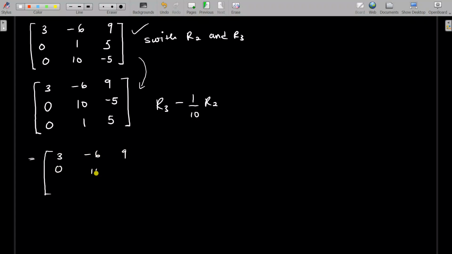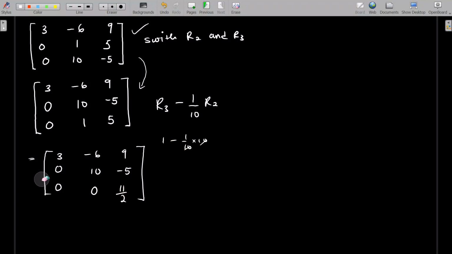Negative 5, 0, and if I do that, row 3, the first entry there is going to be 1 minus 1 over 10 times 10, right? This is going to give you 1 minus 1, which is 0. If you do the other one, you're going to get 11 over 2.